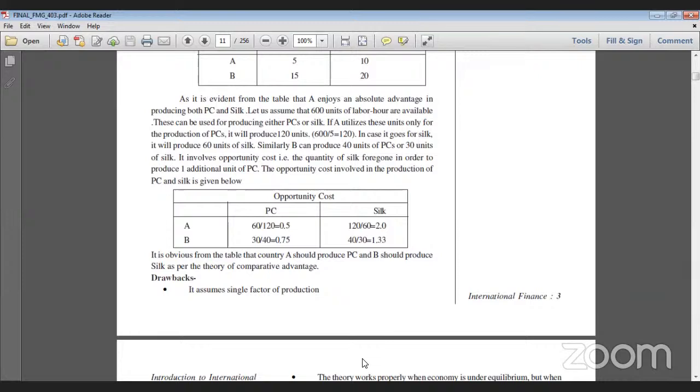Observe from the table: A should produce PC and B should produce silk, as per the theory of comparative advantage.